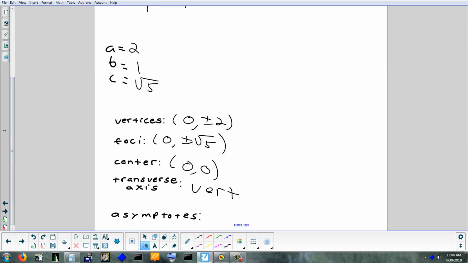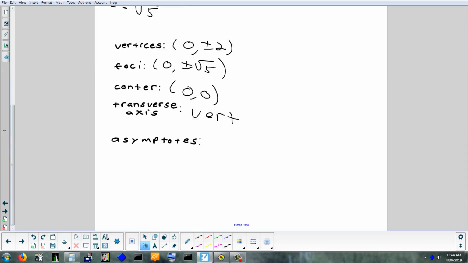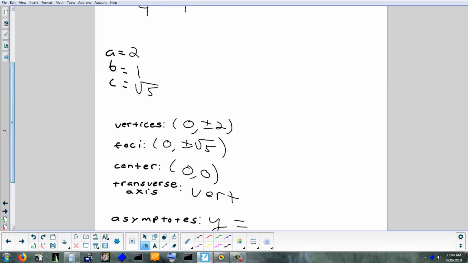And my asymptotes, I'm just going to remember the slope. B over A or A over B? For vertical, A over B. What was A? So it's 2 over 1. You can just really write 2.